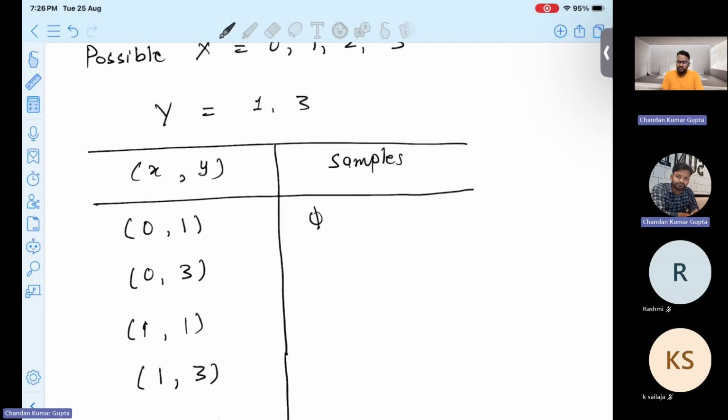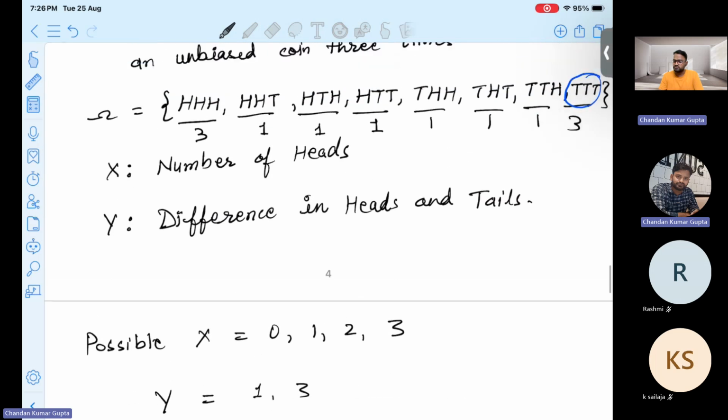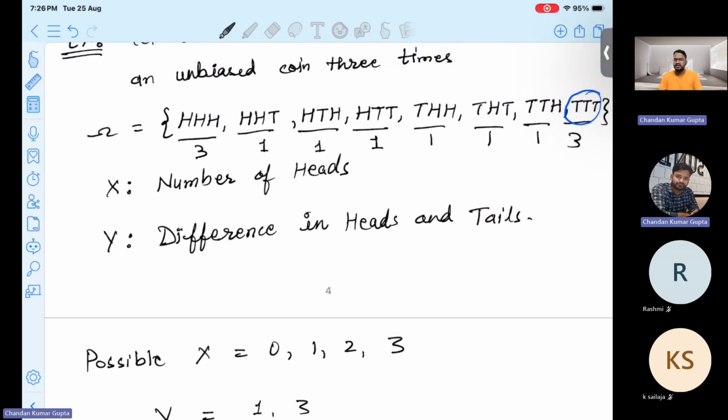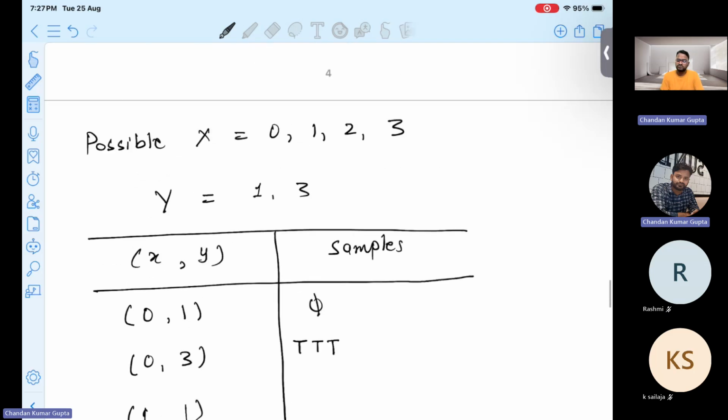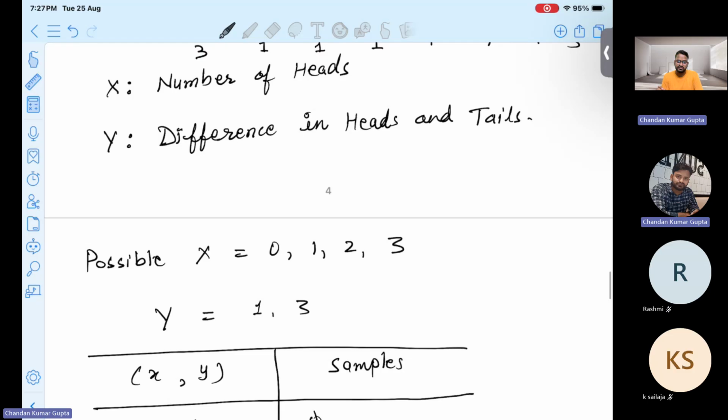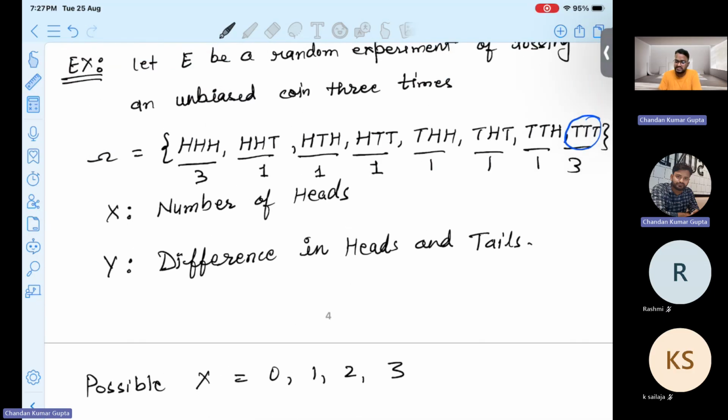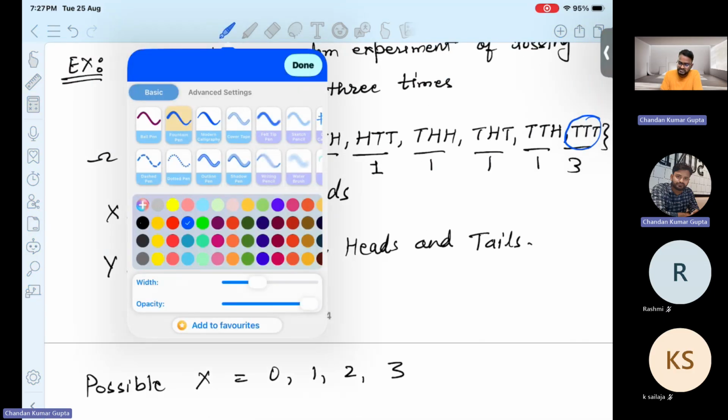Again, if x is equal to 0 and y equal to 3, this is the case now. Since x equal to 0, that means there is no head, and y equal to 3, that is the difference is also 3. So yes, this is the case. That means this tail observation from the sample space is associated with this random variable pair 0, 3. In the same manner, x equal to 1, y equal to 1. So that means number of heads is 1 and the difference is also 1.